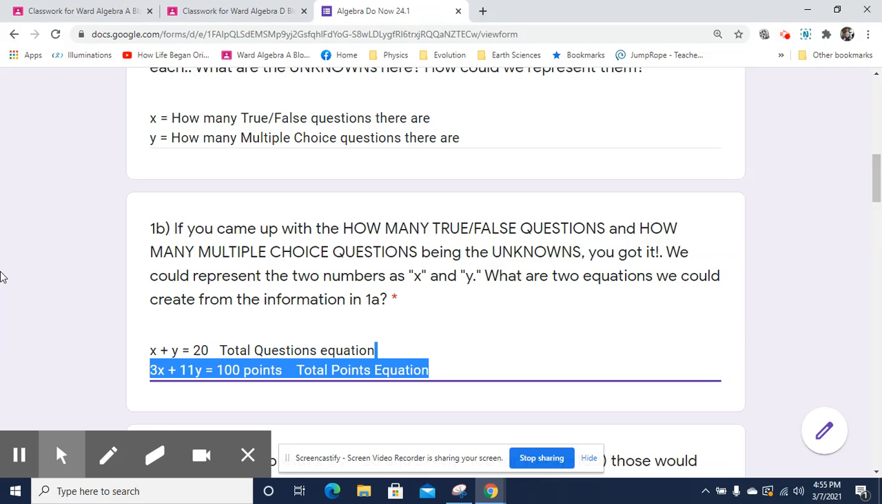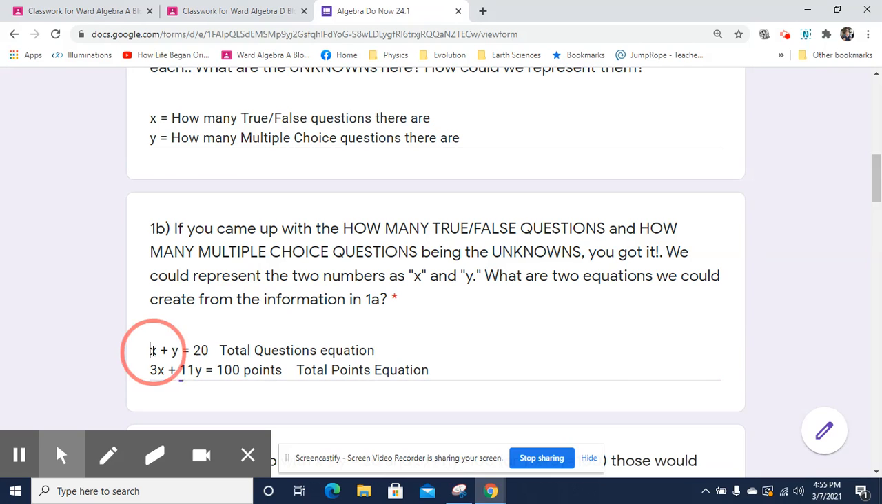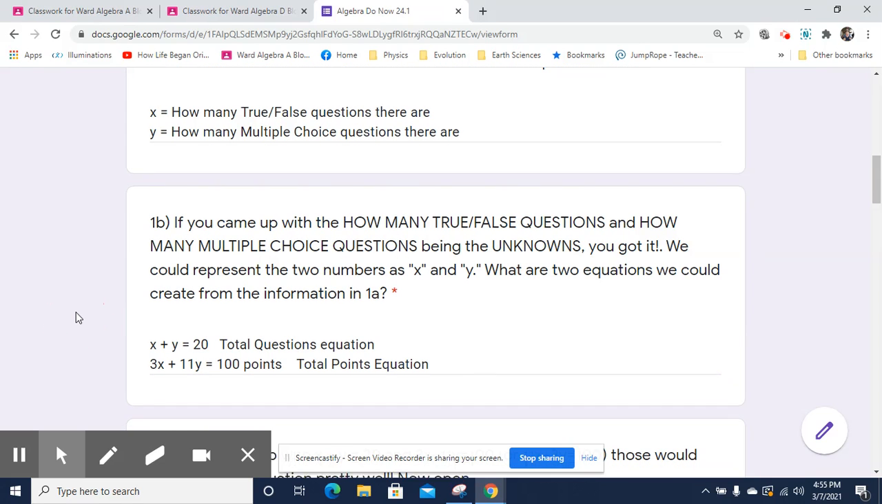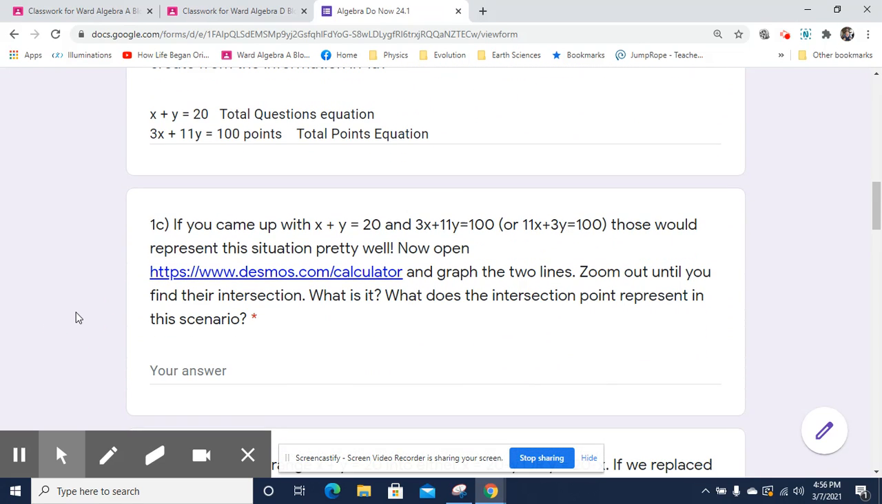This one is the more classic standard form one because you've got two rates: 3 points per true-false and 11 points per multiple choice. This one is also a standard form equation. It's just a really simple one where the rate is one true-false question per true-false question and one multiple-choice question per multiple-choice question. We just don't write those. So really, it's just a simple total. X plus Y equals 20, and 3X plus 11Y equals 100. Hopefully that is making sense, how we came up with that.